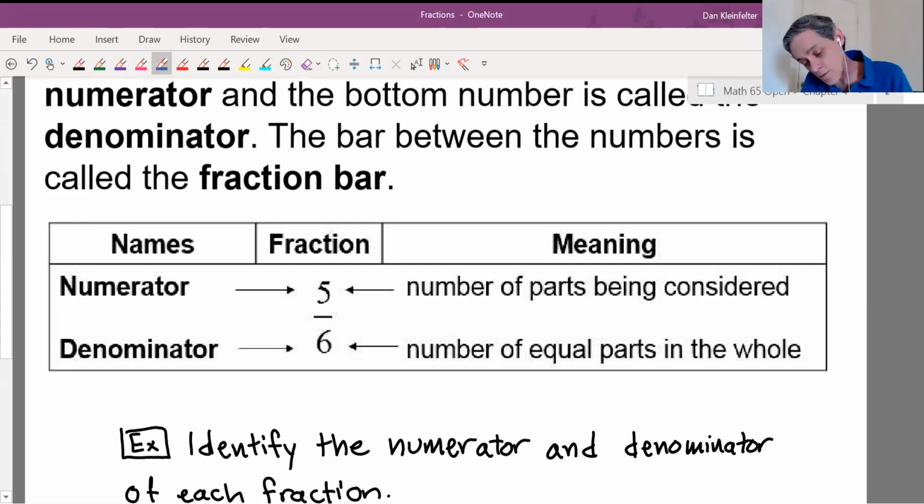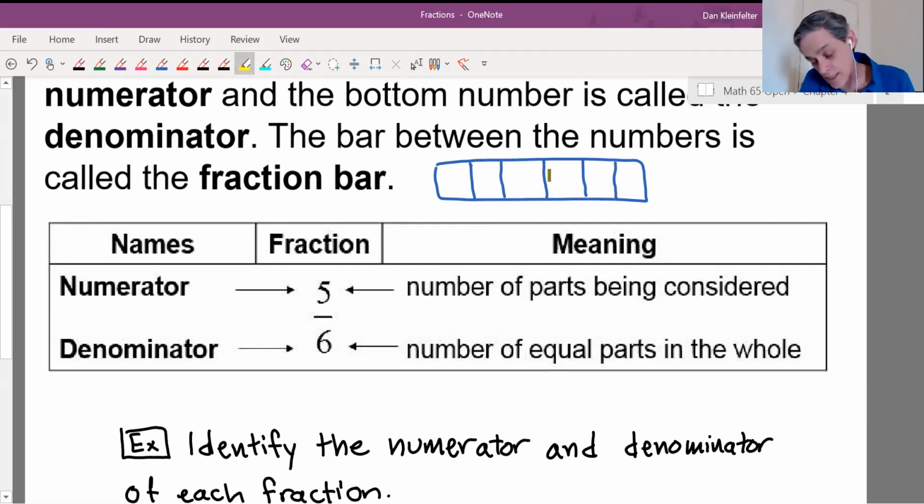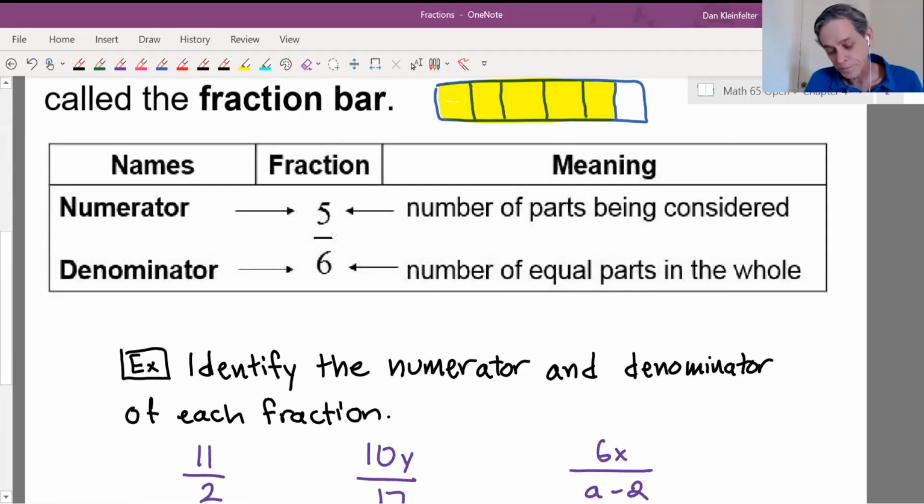So if you wanted to visualize that, we could draw one whole and divide it into 6 parts. And out of those 6 parts, we want to consider 5 of them. So let me shade 5/6 of this rectangle. And there the yellow bar represents 5/6 of the entire shape.